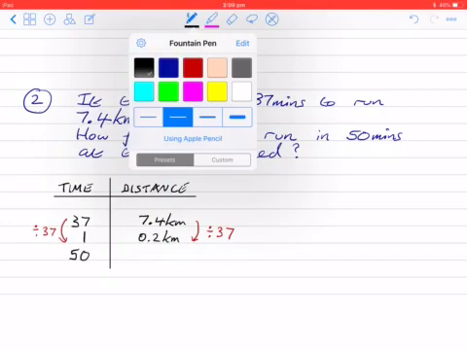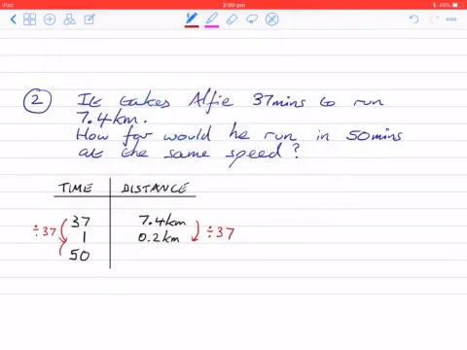And we now want 50 minutes. So we're going to change 1 into 50. We're going to times that by 50. Do the same over here. Times that by 50. So 0.2 times by 50 is going to be exactly 10 kilometers. Okay. And you can finish it off in words. So Alfie could run 10 kilometers.